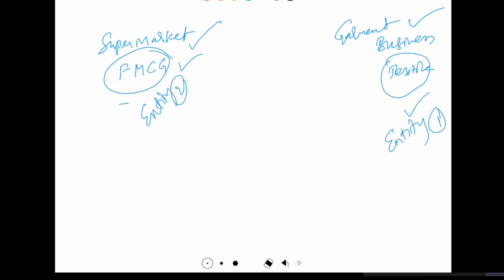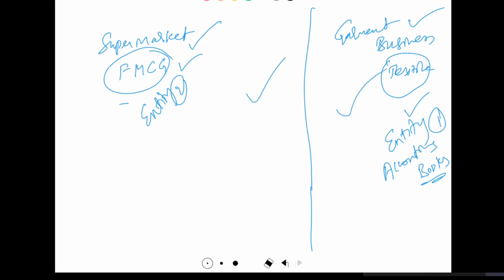Now, when they are separate entities, they maintain separate accounting cycles, accounting and books. What do you mean by accounting? When they are claiming the tax, when they are showing the profit and loss accounts, when they are paying the property tax or the business tax, everything is different for this one and different for this one. So you need to maintain separate books.